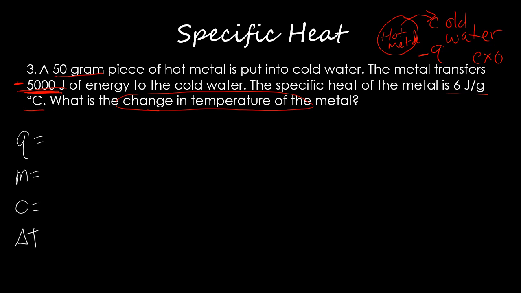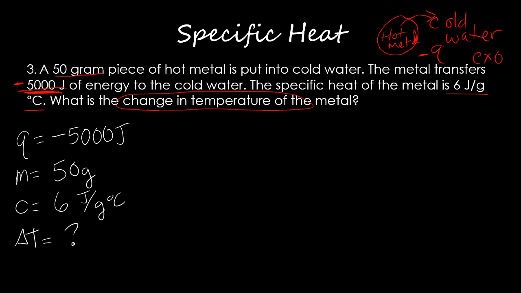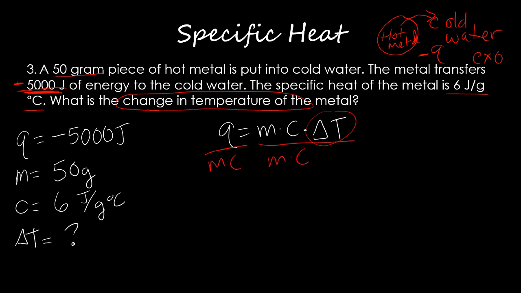So let's list our variables. Our Q is going to be negative 5,000 joules. Our mass in this situation, 50 grams. And it gives us 6 joules per gram degree Celsius. That's our specific heat. So we want to figure out what that change in temperature is. We don't really care what the starting or the final temperature is. We just want to know what the change is, that difference. So looking at our equation, Q equals mc delta T, we want to solve for delta T. So that means we're going to divide by the other two variables on both sides. So delta T equals Q over mc.